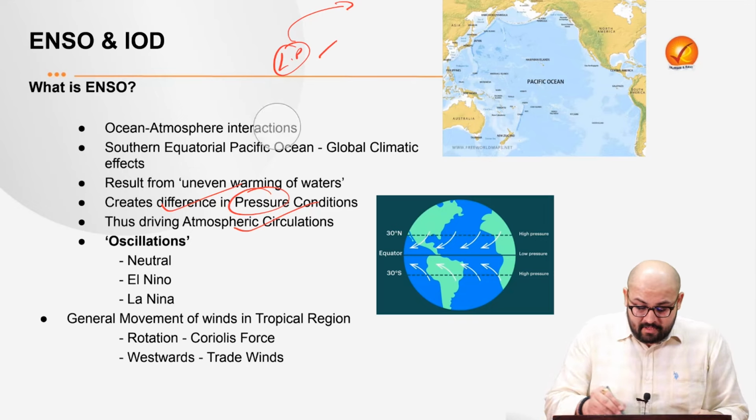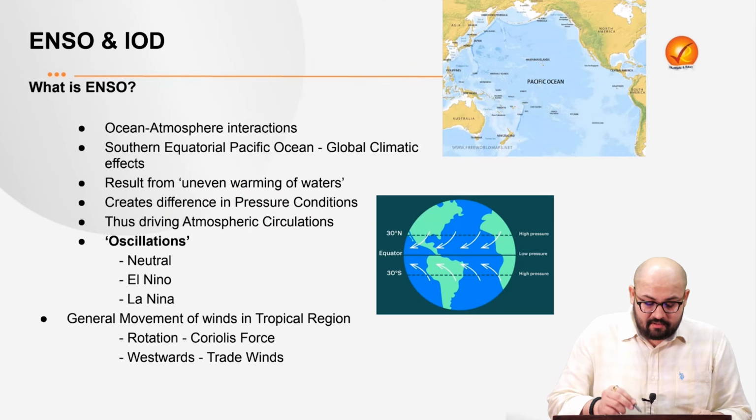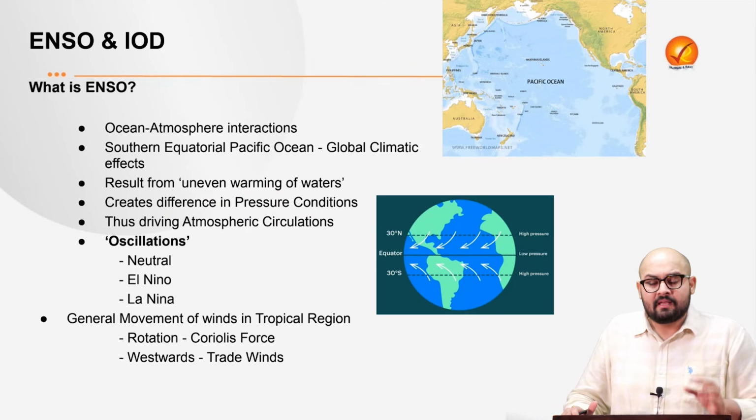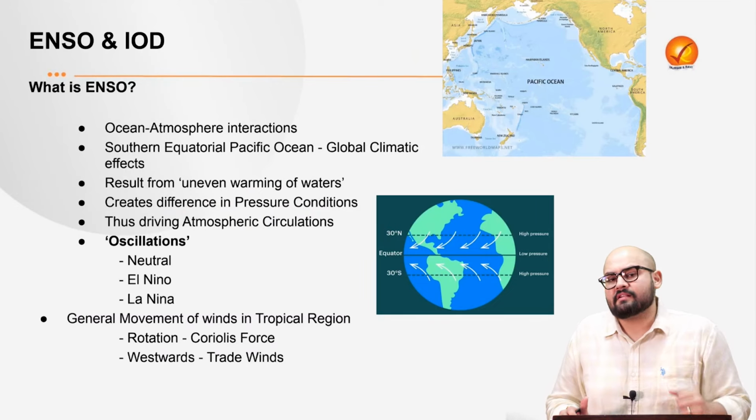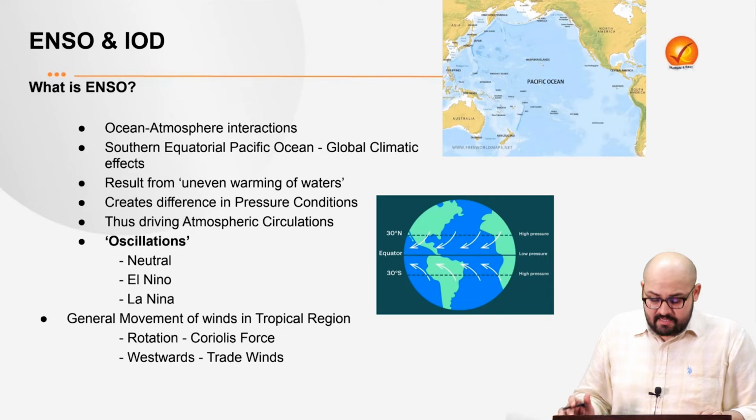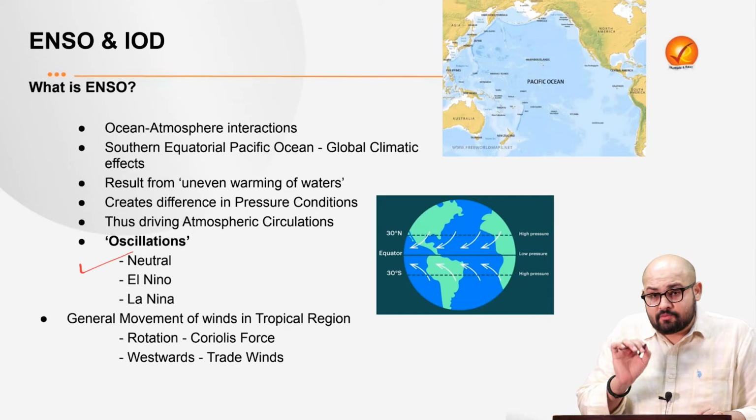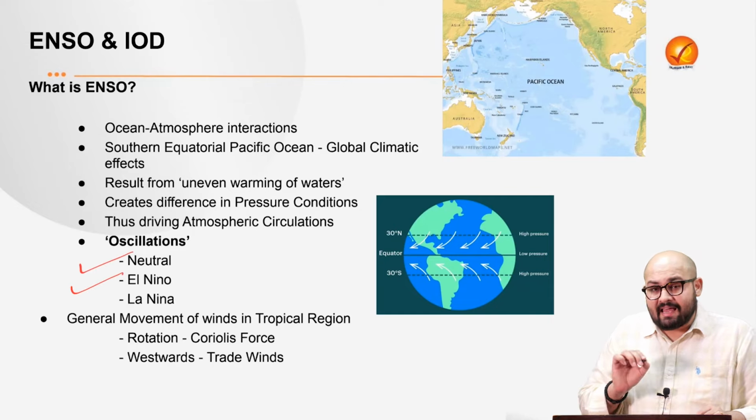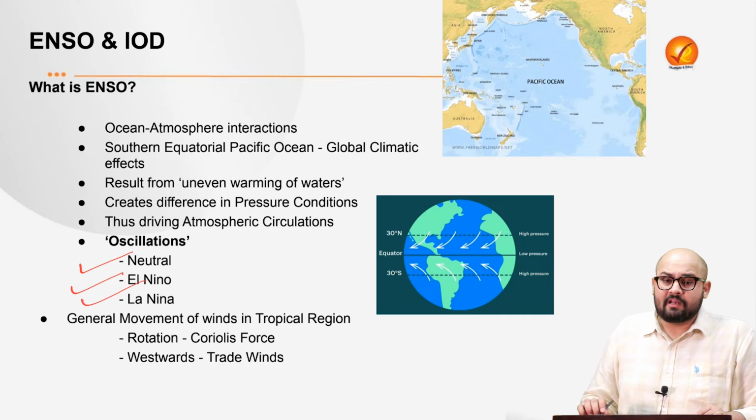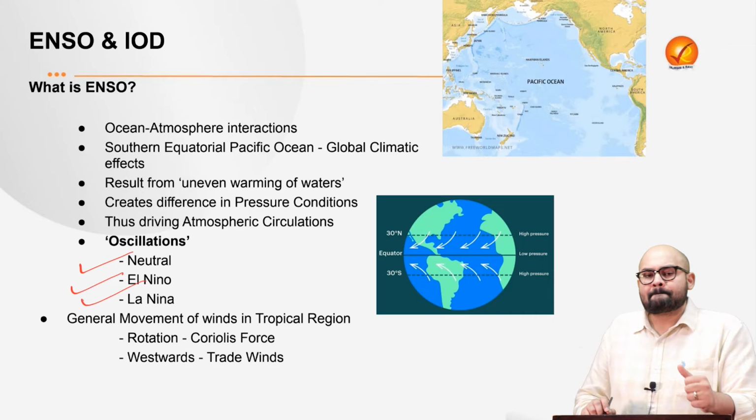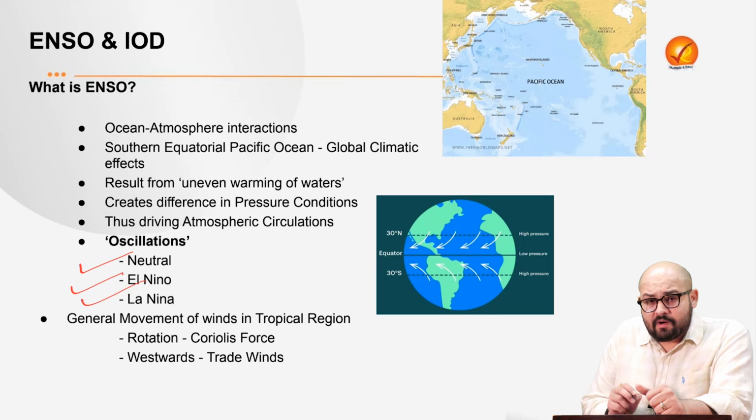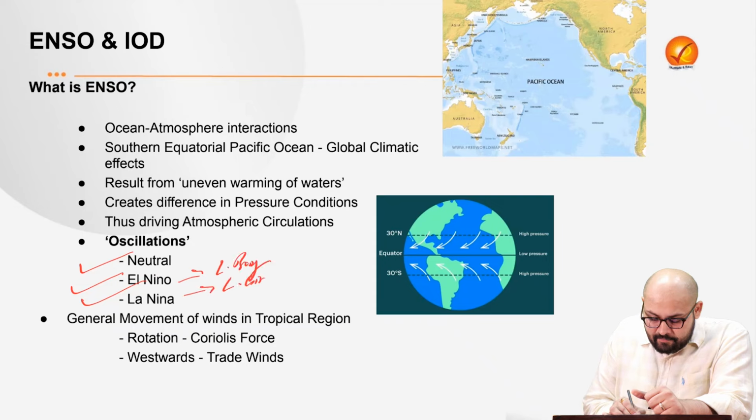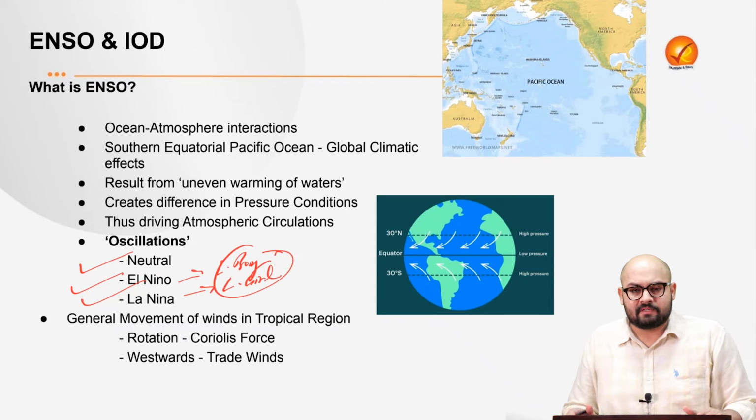Now see, we have the word oscillation here, El Nino Southern Oscillation. The word oscillation means that we have 3 different phases in the ENSO cycle, right? The first phase is the neutral phase. The second is the El Nino phase. The third is the La Nina phase. Now, before we go ahead, we need to see that these 2 words, El Nino and La Nina, are Spanish words. El Nino means little boy, and La Nina means little girl, right? So these are Spanish words.